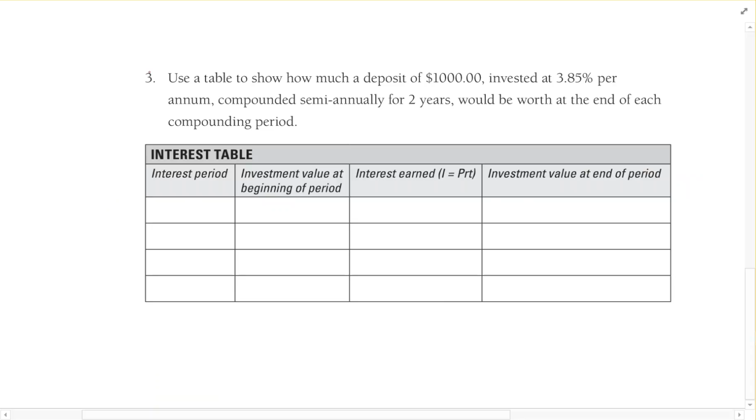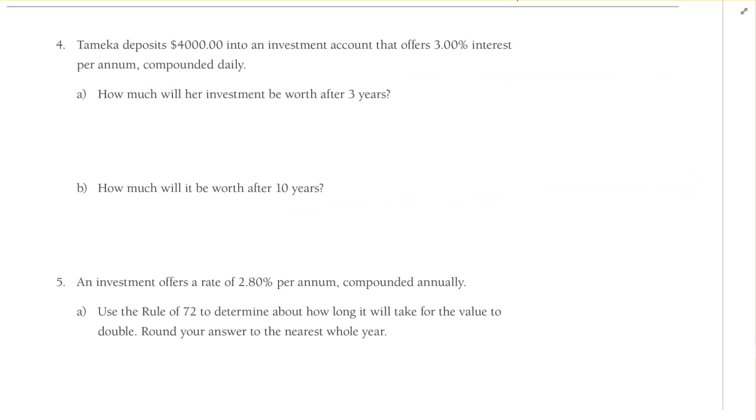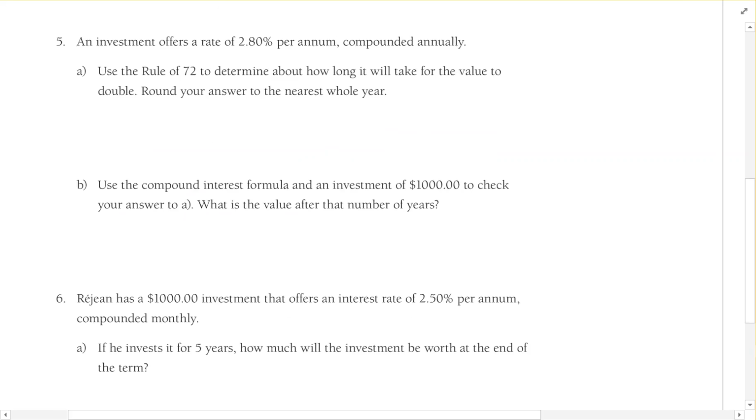Number 3, since we skipped it in the book, we're going to skip it on here too. So you can cross out number 3. All right, number 4. Tamika deposits $4,000 into an investment account that offers 3% interest per annum, compounded daily. Make sure you know what that means. How much will her investment be worth after 3 years? How much will it be worth after 10 years? So go ahead and answer for A and B now.